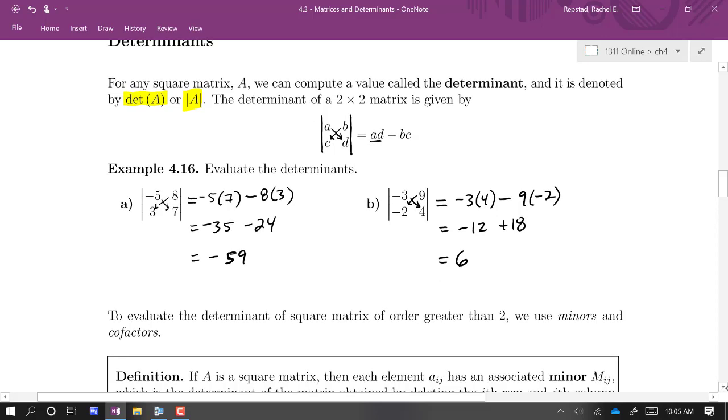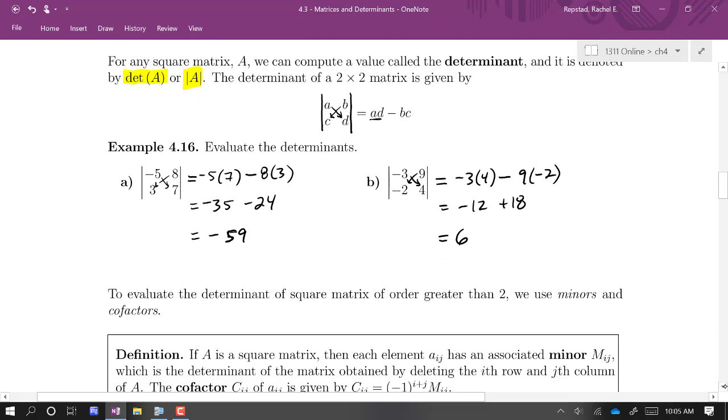So finding the determinant of a 2 by 2 matrix is really pretty simple. It takes a little practice. It's easy, it's simple to do, but it can be easy to make a mistake. You've got to watch out for your signs. It's easy to make a sign error.